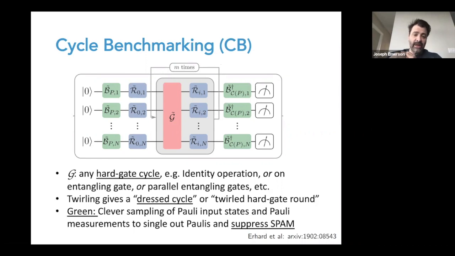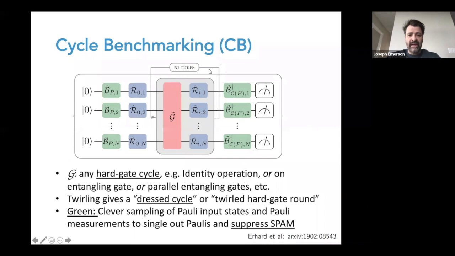So any given application will be composed of many of these distinct hard gate rounds. And the idea is to characterize the errors associated with each of them. The way we do that is we embed that specific hard gate round, that parallel instruction set, inside a benchmarking sequence where it's randomized with these blue gates. These blue gates are local Pauli gates. That's a special case. You can develop the theory for other local groups. Here we're just focusing on single qubit Pauli operations.